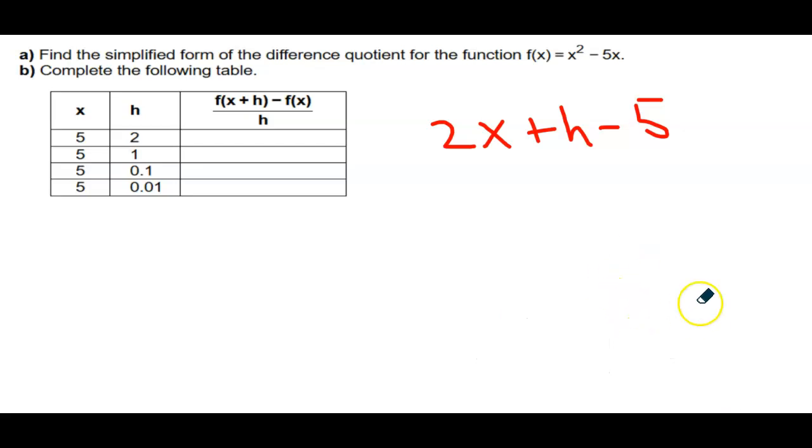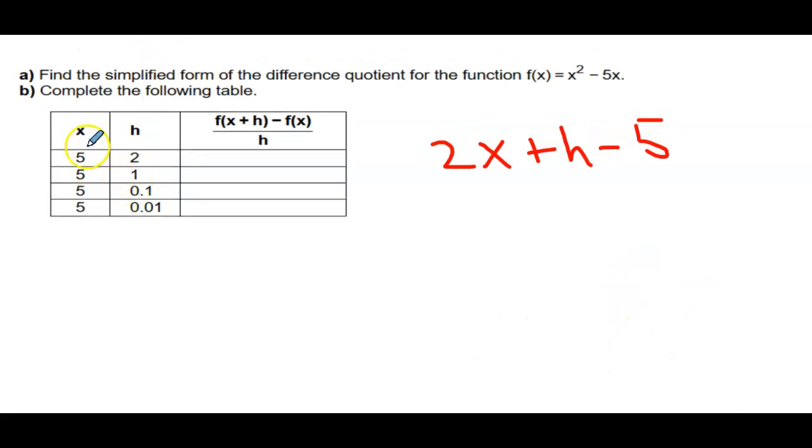Now to fill out the table, we might as well just go ahead and plug in x, because x is 5 for all four values in this table. If I make x 5, I'm going to get 2 times 5, which gives me 10. If I subtract this 5, I get a positive 5. Now it's just a matter of plugging in the four different values of h to complete the table. When h is 2, I get 5 plus 2. When h is 1, I get 5 plus 1. Here is 5 plus 0.1, and here is 5 plus 0.01. These are the four values that will go in on the table.